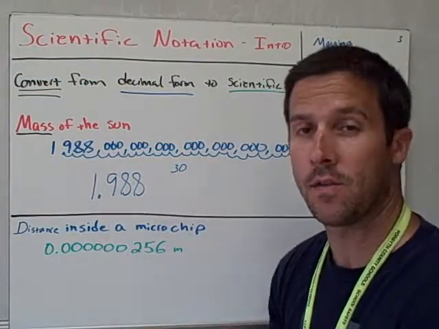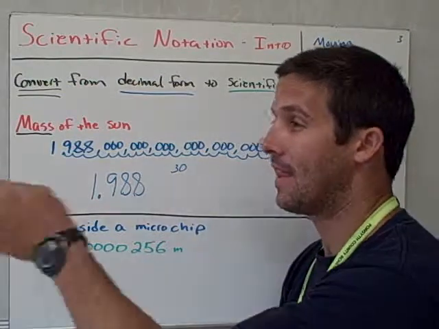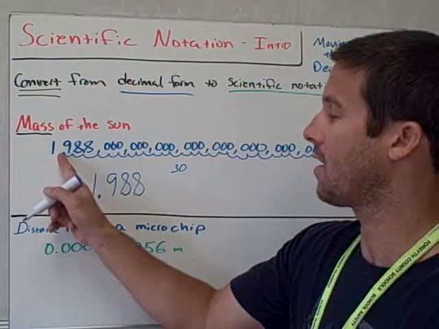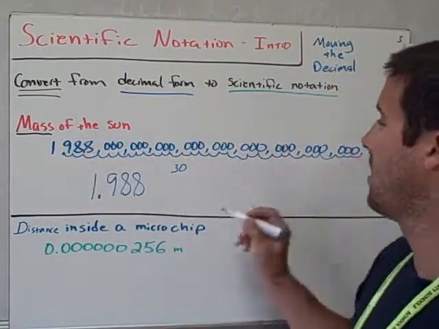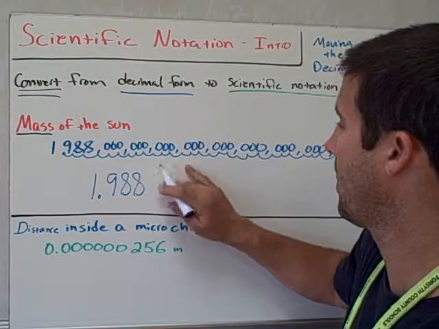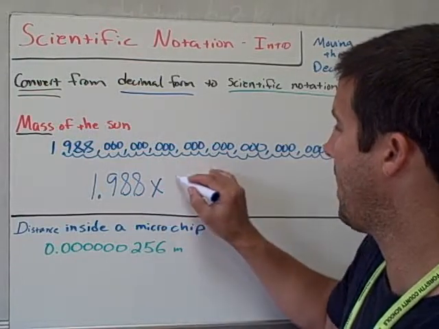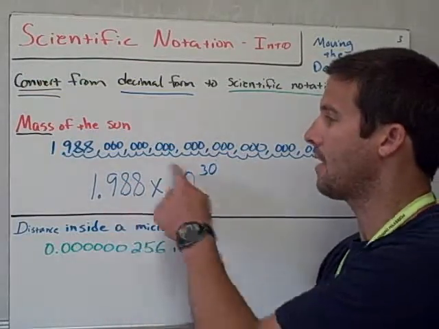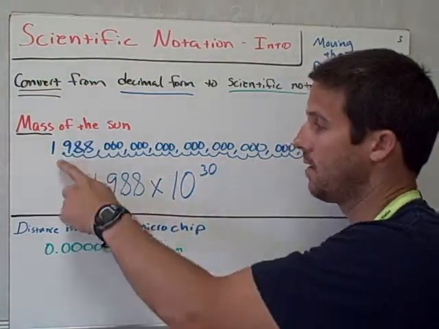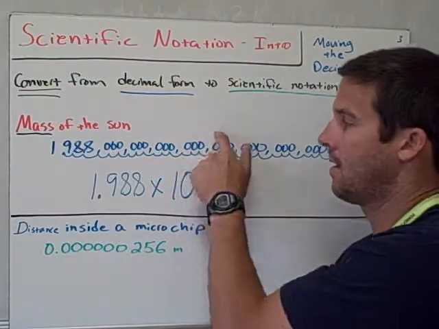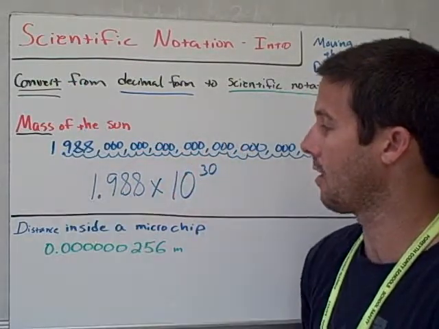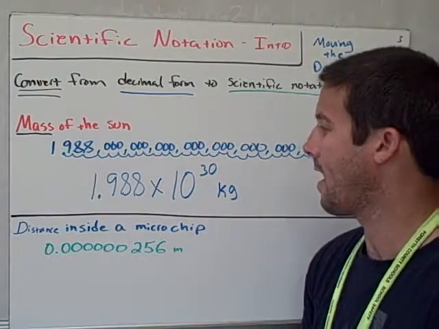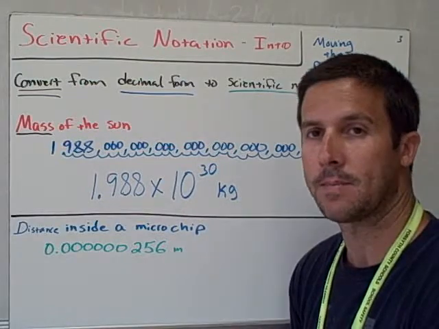In which direction did I move the decimal? I moved it that way, but remember, if it started here, I would be moving the decimal this way to the right, so therefore the number is positive 30. So I'm going to write 1.988 times 10 to the 30. Because if I wrote this out, I would be moving the decimal from here 30 times that way to get that number. And now that is our mass of the sun in scientific notation, 1.988 times 10 to the 30 kilograms.